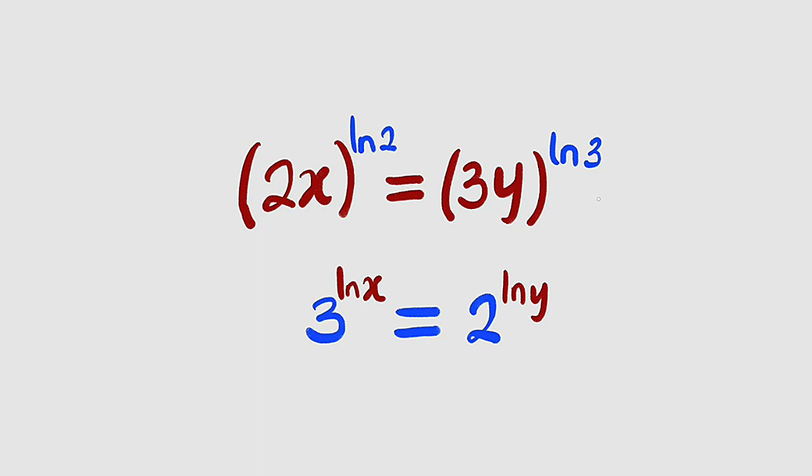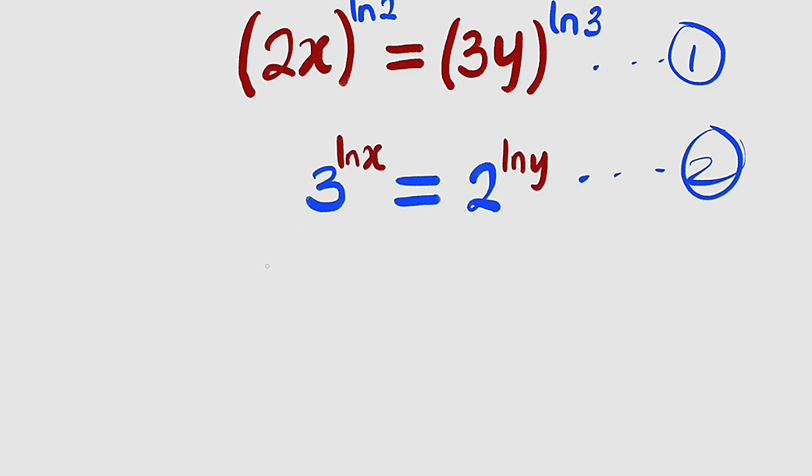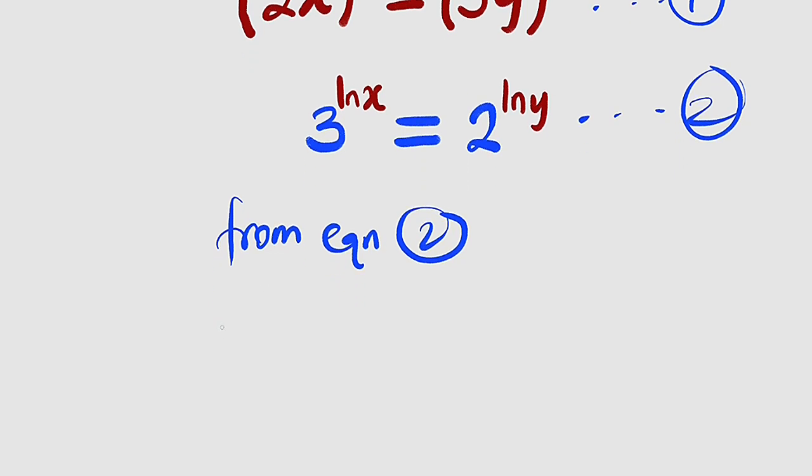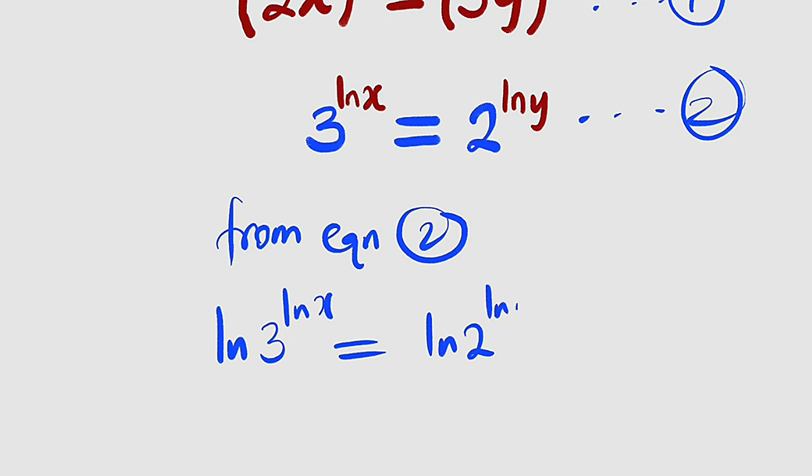Let us tag the two equations as equation 1 and equation number 2. Let me start from equation number 2. From equation number 2, we can take ln of both sides. So we take ln of the left hand side. We equally take the ln of the right hand side.